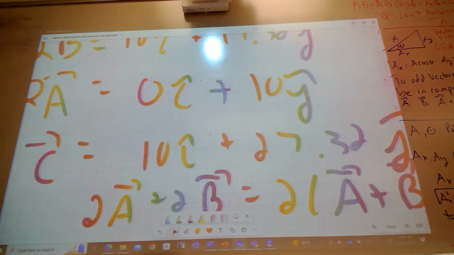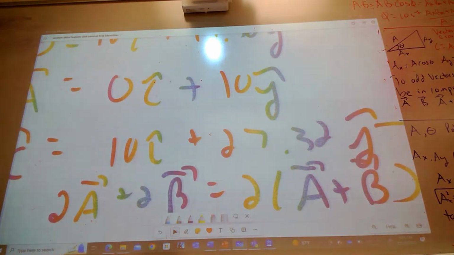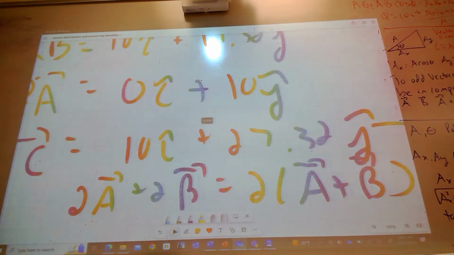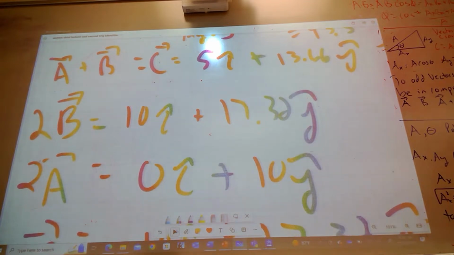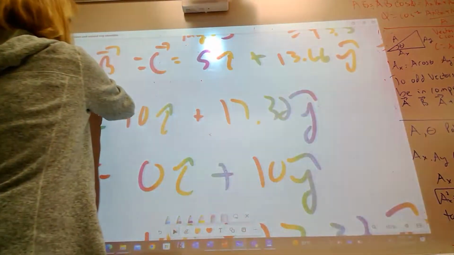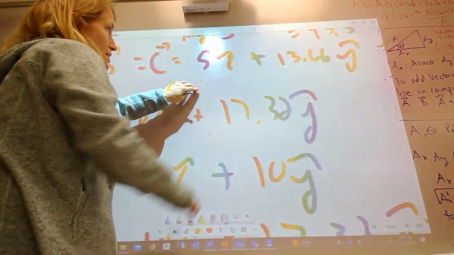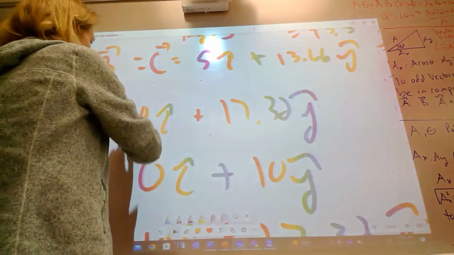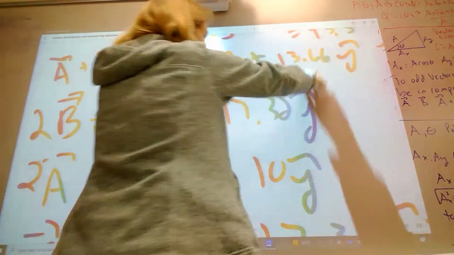Now, you would notice that 2a plus 2b is the same thing as 2 times the quantity a plus b. We could have pulled that 2 out. So back in the beginning, I had 5i plus 13.66j right here, which was c. So 2a plus 2b, you pull the 2 out and you just get 2c. I could have doubled this from the beginning. I didn't have to go through step by step 2a and 2b. I could have just doubled c.